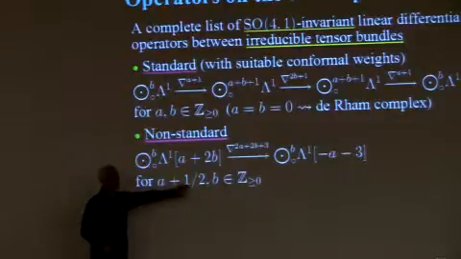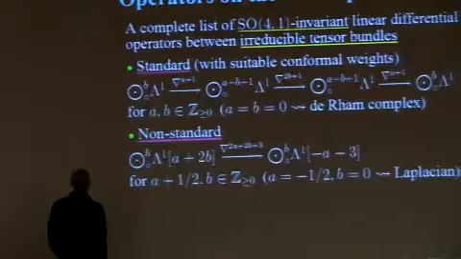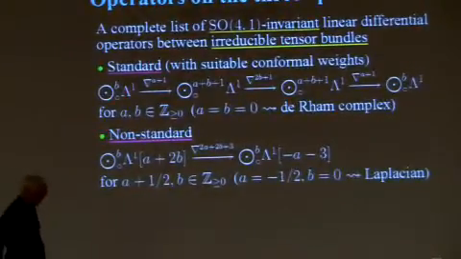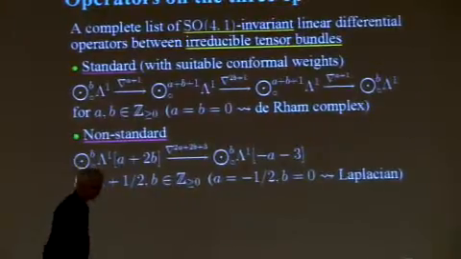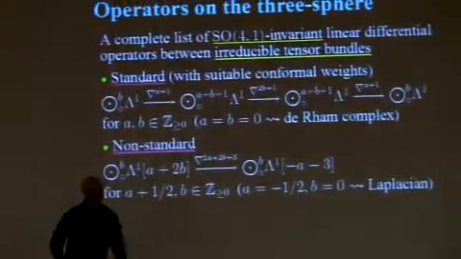Right, so there's these things here. This non-standard family includes the Laplacian, or the Yamabe operator. You need a twist. I've said with suitable conformal weights. In this one here, I've omitted all the conformal weights, and here I've put them back in. Basically I didn't have room.